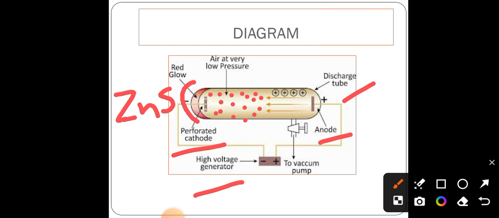and the pressure created within the tube was very low. The pressure within the tube is low because whenever there's low pressure, every particle within the tube could be understood very well. That's why the pressure was minimized and kept low. So this is the main understanding of the diagram.